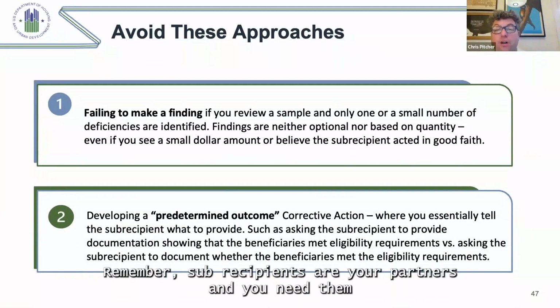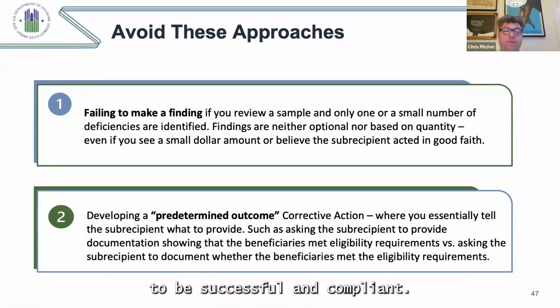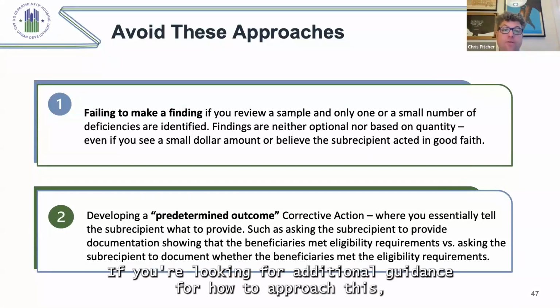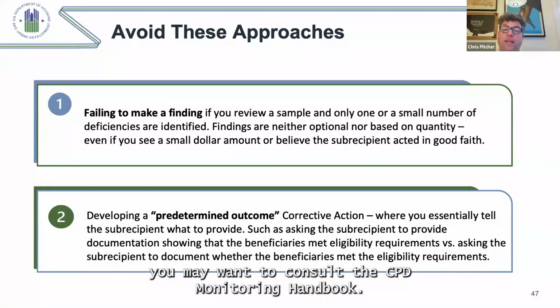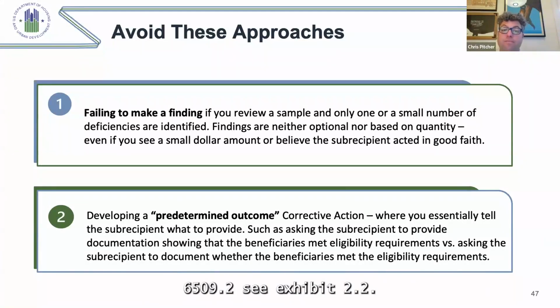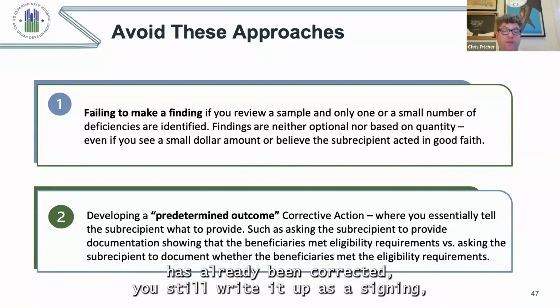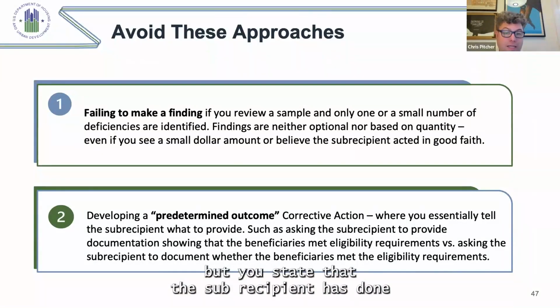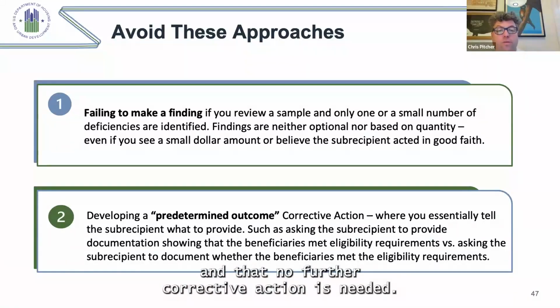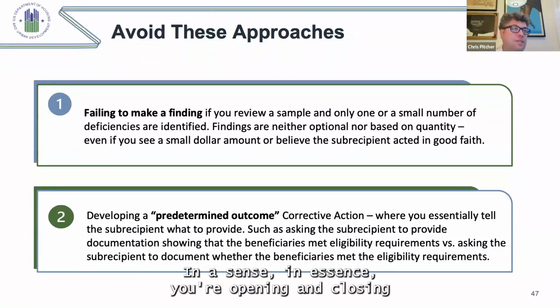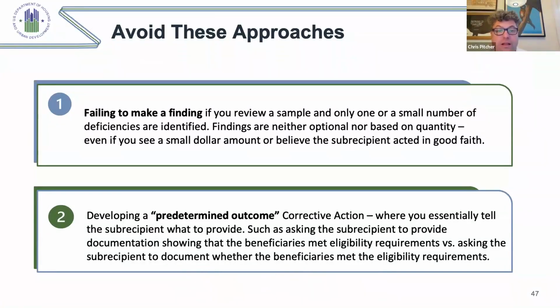Remember, subrecipients are your partners, and you need them to be successful and compliant. If you're looking for additional guidance for how to approach this, you may want to consult the CPD Monitoring Handbook 6509.2, see Exhibit 2.2. Remember, if you identify noncompliance and you believe that the problem has already been corrected, you still write it up as a finding, but you state that the subrecipient has done so and that no further corrective action is needed. In essence, you're opening and closing the finding at the same time.